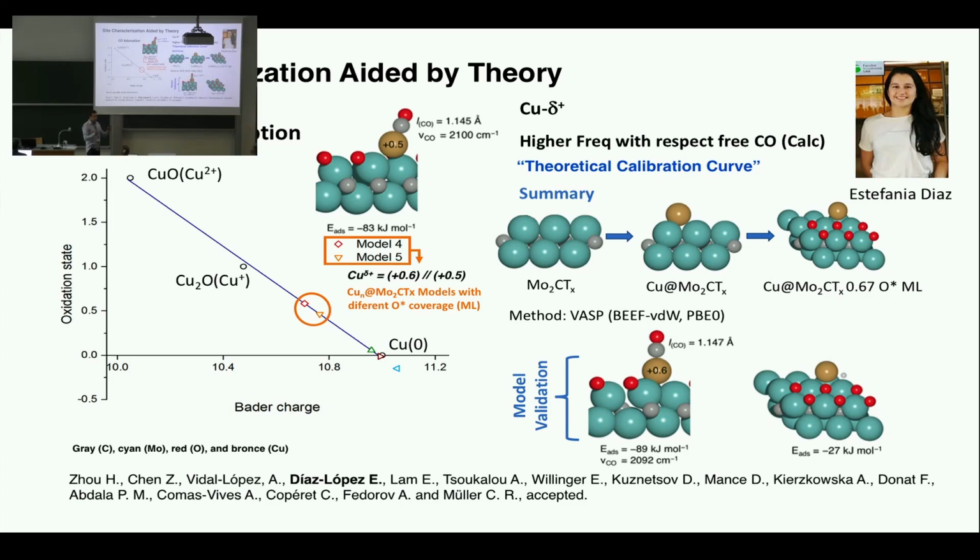And then if you calculate the CO absorption of this, it's rather strong, and you see a signal that's also in the range of the experimental signal where you have a signature of copper delta plus. And in addition, I should say also that the hydrogen absorption is much stronger on this interface than it is on the system where there is no oxygen around.